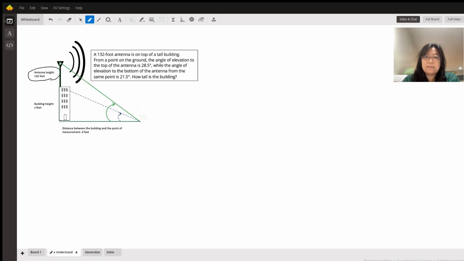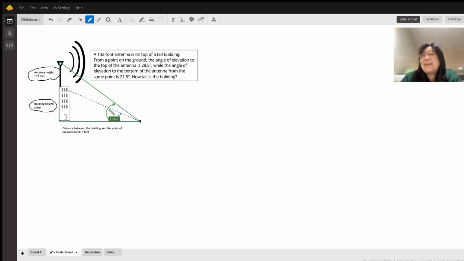From a point on the ground, so we have a point over here, the angle of elevation to the top of the antenna is 28.5 degrees, while the angle of elevation to the bottom of the antenna from the same point is 21.5 degrees. How tall is the building? So first, we don't know how tall the building is, so let's make sure to label that as x feet.